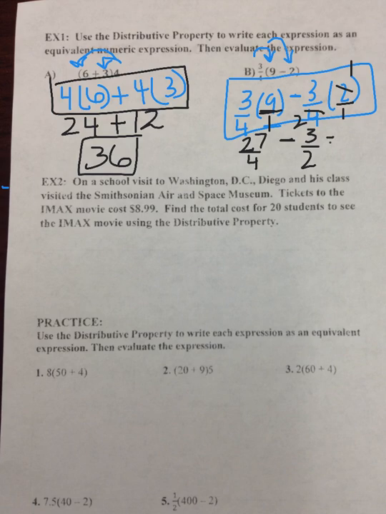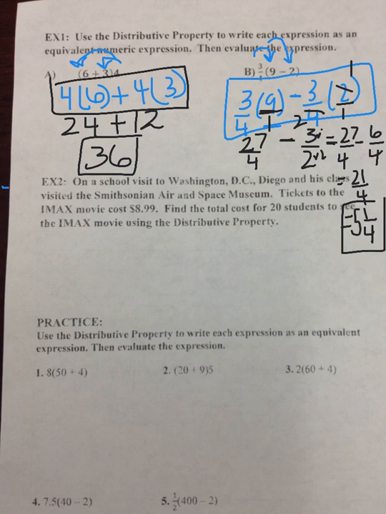So if I'm going to do 27/4 minus 3 over 2, I have to get a same denominator. So this would be 27/4 minus, I can multiply this by 2, 6/4. And then that would result in 27 minus 6 is 21/4. And then 4 can go into 21 5 times with 1 left over. So the answer would be 5 1/4.